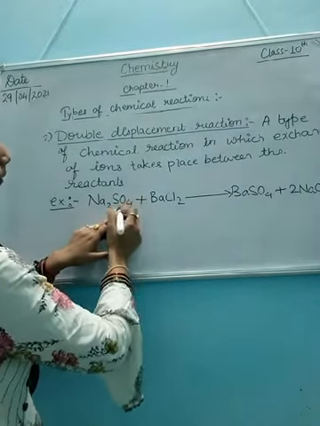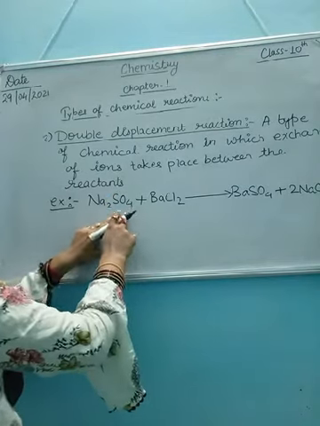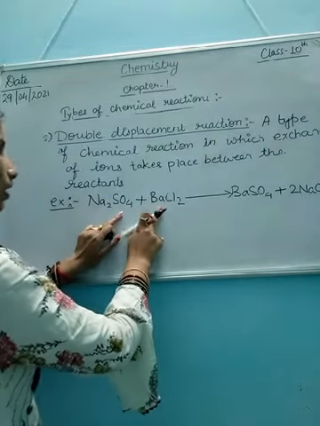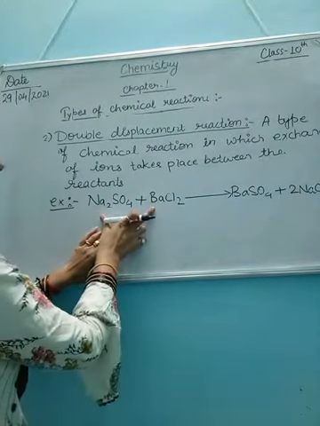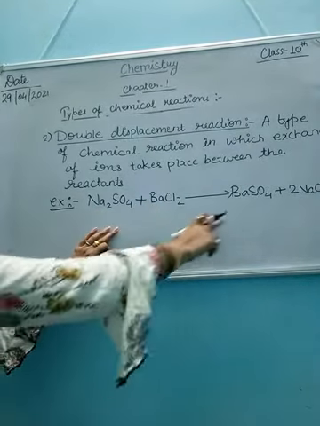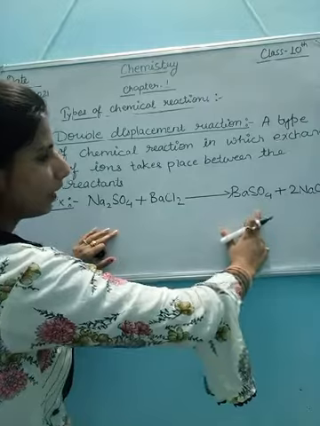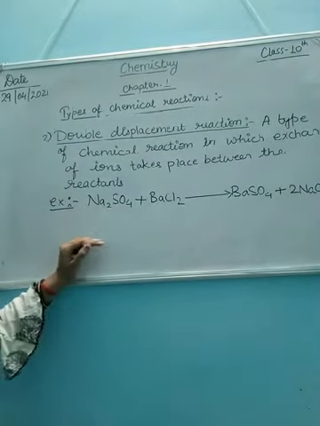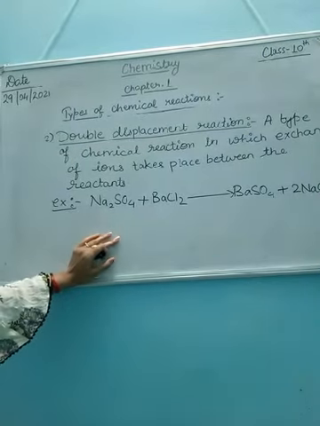Here exchange of ion takes place. Sulfate is a negatively charged ion and barium is a positively charged ion. So exchange of ion takes place between the reactants. After that it will become barium sulfate and sodium chloride. This is all about the double displacement reaction.